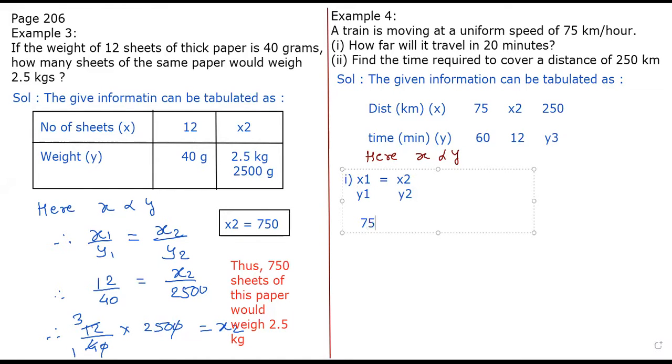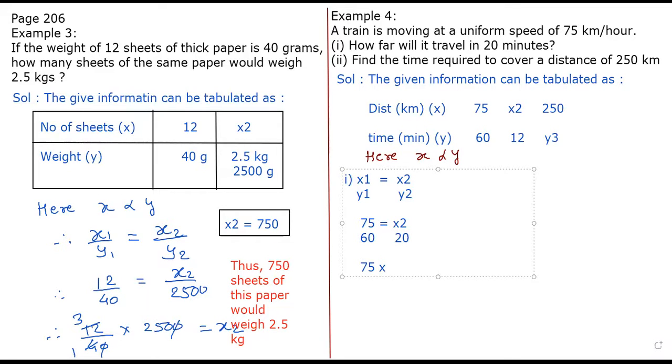What is X1? 75 upon 60 is equal to X2 upon 12. No, sir, not 12, 20. 12 is the time, no? Y2 is 12, X2 is unknown. Why 20, sir? Okay, 20 minutes it is. Right.